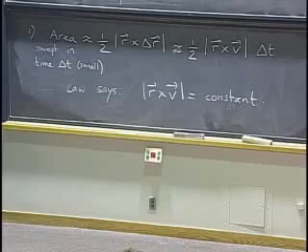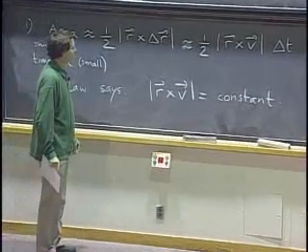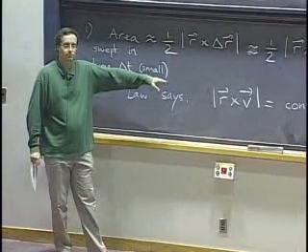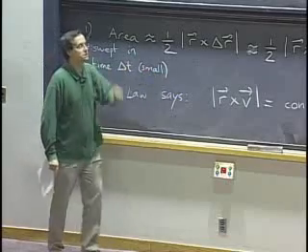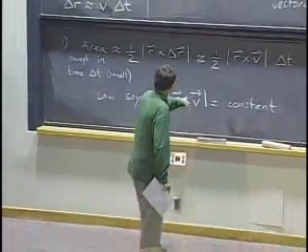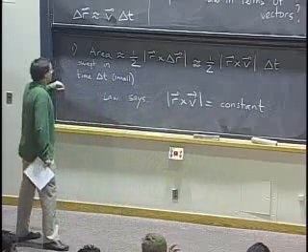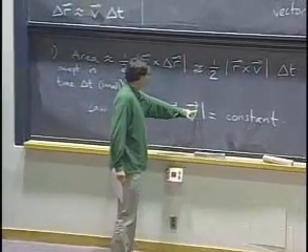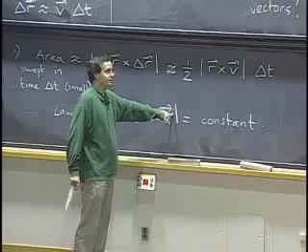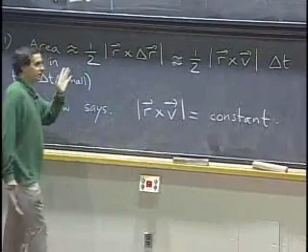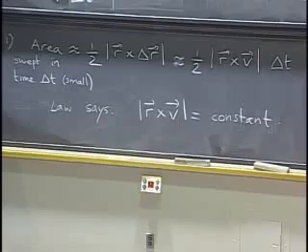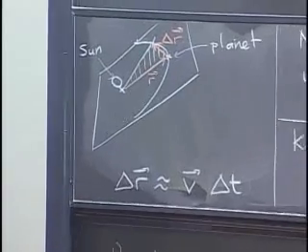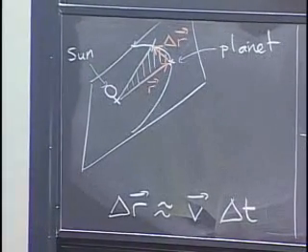Okay. Any questions about that? No? Yes? Yes, let me try to explain that again. So what I'm claiming is that the length of the cross product r cross v measures the rate at which area is swept by the position vector. I should say with a factor of 2. 1/2 of this length is the rate at which area is swept.